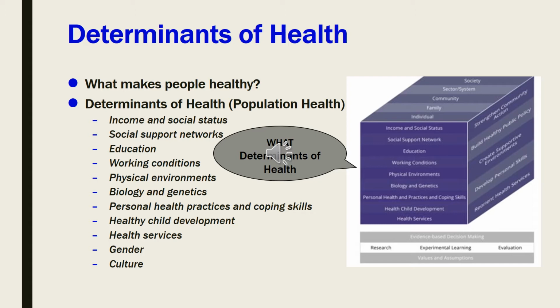Many of these determinants have interaction effects. So for example, education will impact income and working conditions. You've probably seen in your other courses as well that gender can have an impact on education as well as socioeconomic status. So it's important to consider the interaction effects.